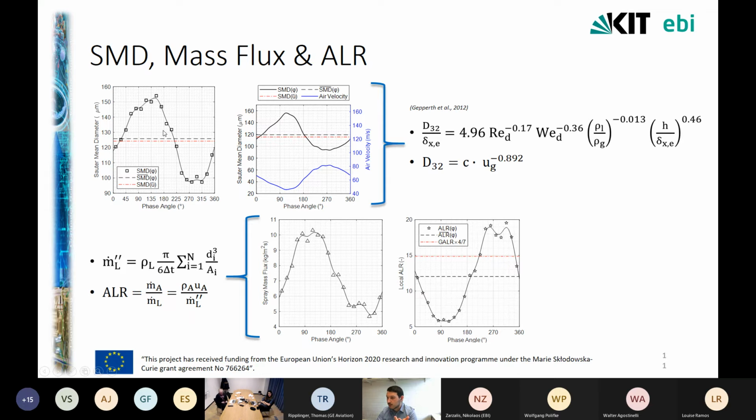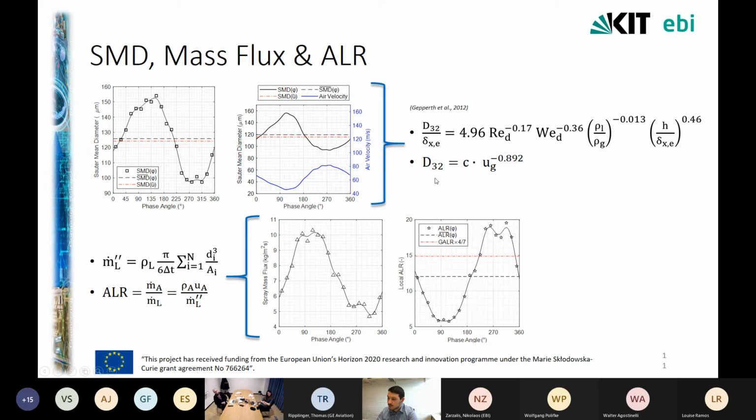Now, this can also be explained numerically by using a computation for the SMD, a model from Geppert. Because each of the terms in this model is dependent on the gas velocity, ug, the air velocity, we can simplify this equation into the second one, where c is just a constant of all the constants of liquid and gas and the geometry, of course, of the system. Then the Sauter mean diameter can be directly correlated to the gas velocity.